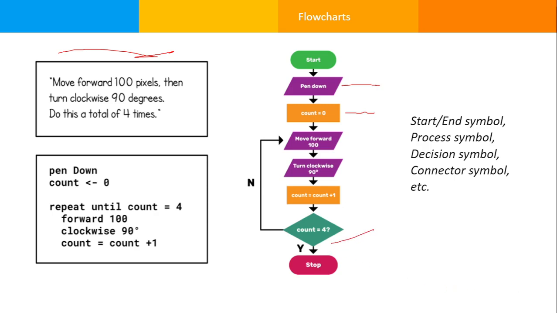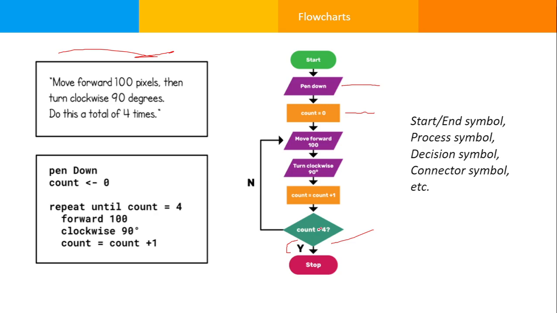This kite shape here is making decisions. So check: it says count is equal to 4 and then a question mark. It means check if the value held in count here is 4. If it is 4, it means the program has to what? Terminate. So this Y here means what?